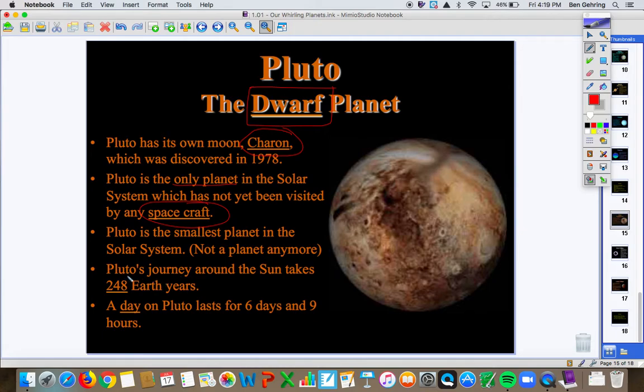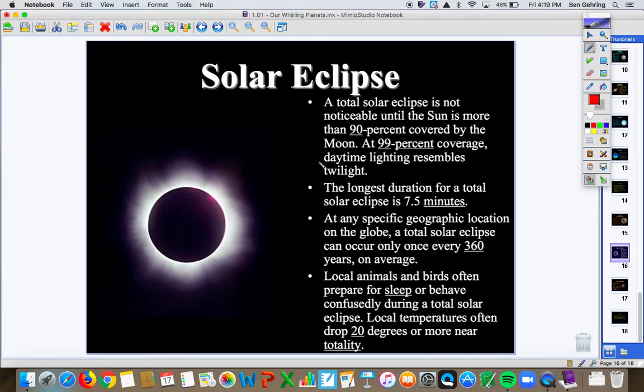It takes almost 250 years for Pluto to go around the sun once, which is pretty nuts. And then a day lasts for just under a week on Pluto. Those are some fast facts on Pluto. All right, our last little bit, we're going to talk about eclipses.